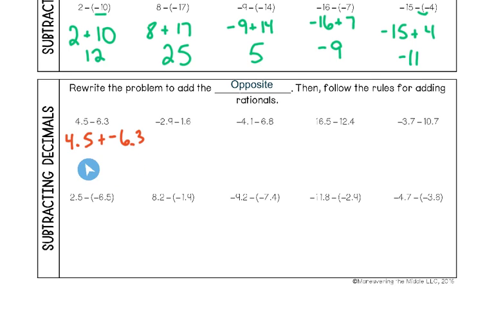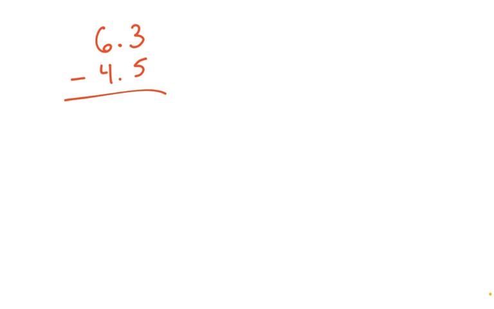The two numbers that I'm adding have different signs. If they have different signs, I'm going to subtract, and I'm going to subtract vertically since they're decimals. So go ahead and get your whiteboard out or a piece of paper, and rewrite this problem vertically. You want to write this problem as a subtraction problem.